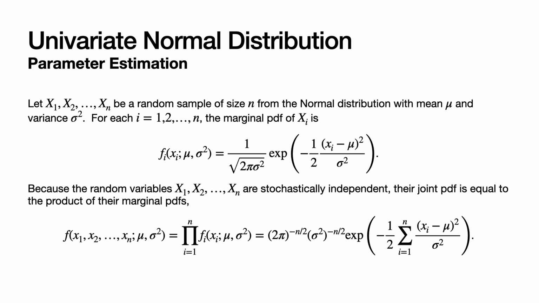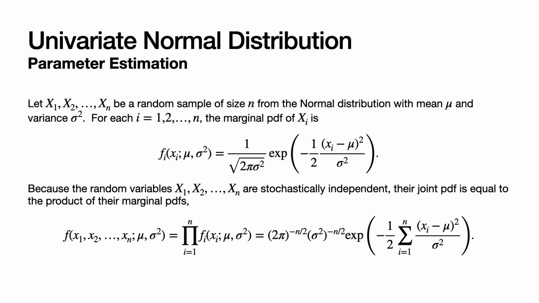All right, so if we denote the joint PDF by lowercase f without a subscript, then f evaluated at x1 through x sub n, where the parameters associated with this distribution are again mu and sigma squared, the underlying mean and variance of this normal distribution.